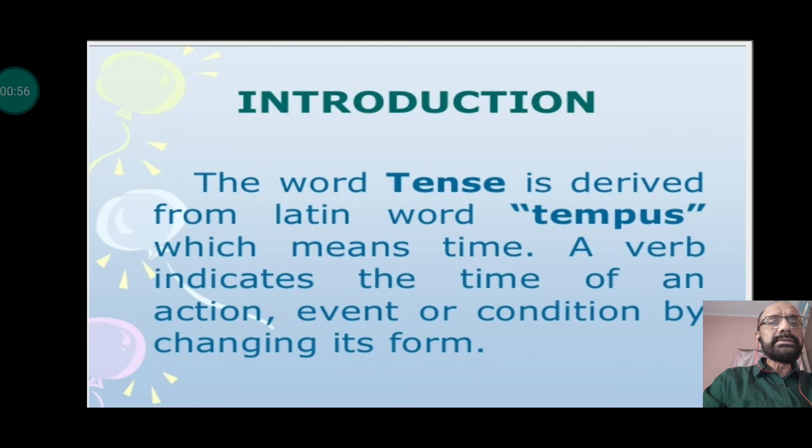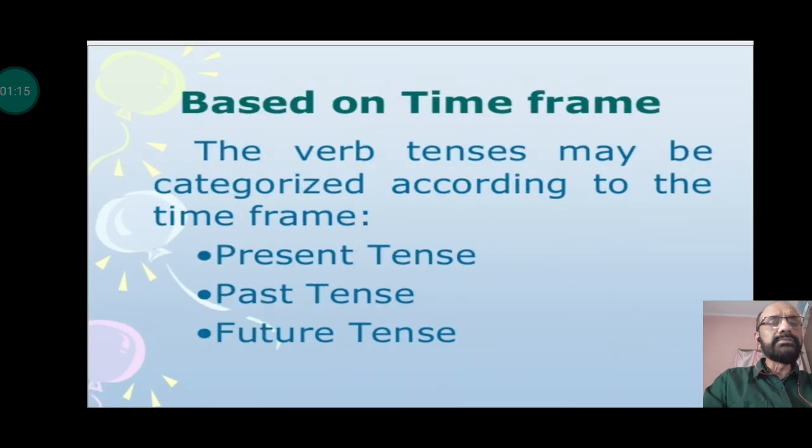As for the introduction part, the word tense is derived from the Latin word tempus, which means time. A verb indicates the time of an action, event or condition by changing its form. That's the duty of a verb: not only to tell the action but also to let you know about the time of the action, right? The changes it brings about in its form.